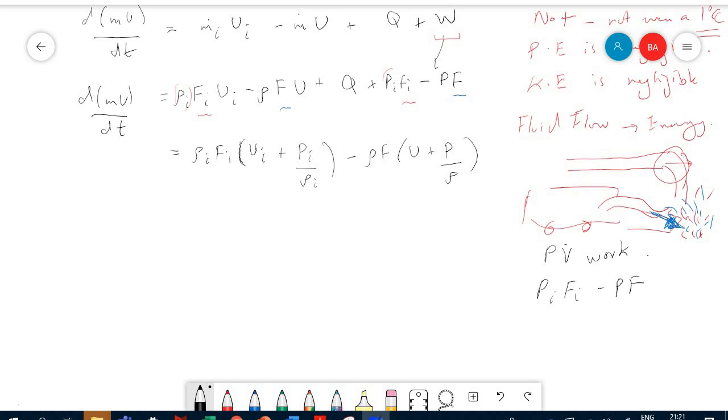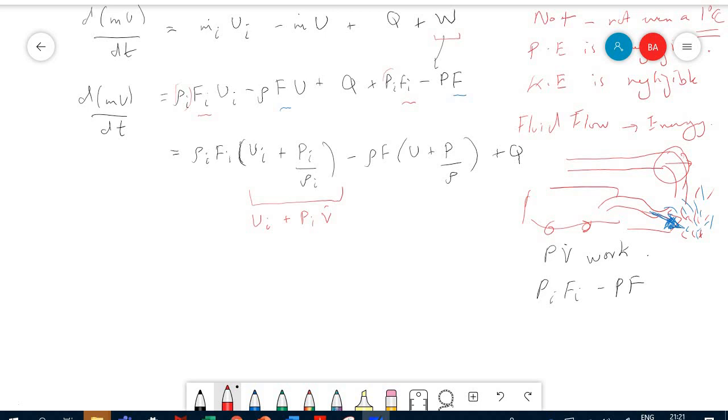And the rest of the term is what? After we got the two terms here, we are left with Q plus Q. So this is what we left with. Okay, what is Ui plus Pi over rho I? That looks strange, but maybe it will look better if I wrote it as Ui plus Pi into the specific volume.